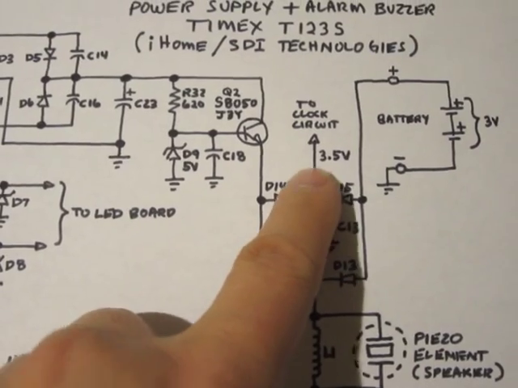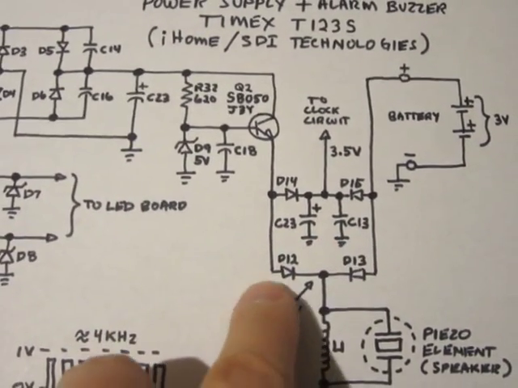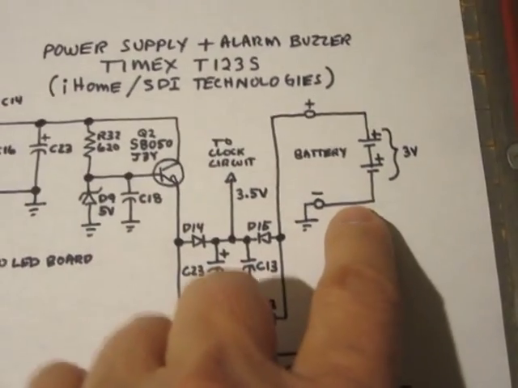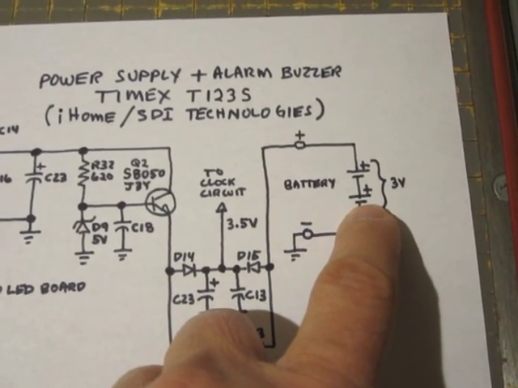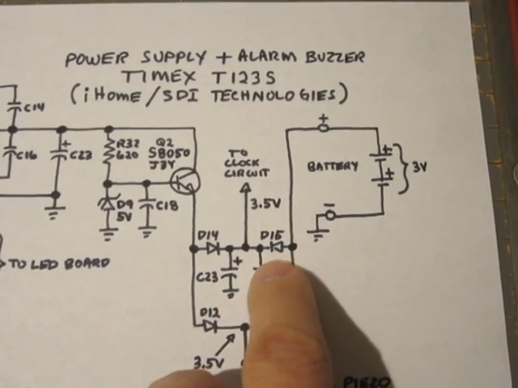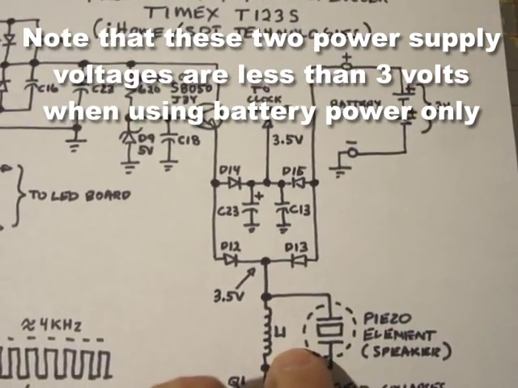That is applied to both the clock circuit through a diode with a filter cap and through another diode to the speaker circuit. Similarly, the battery, which is two cells equating to 3 volts, is applied through a diode to the clock circuit and through another diode to the speaker circuit.